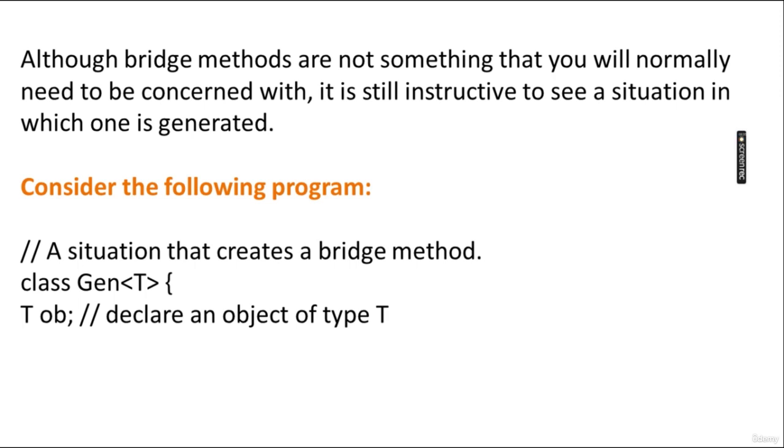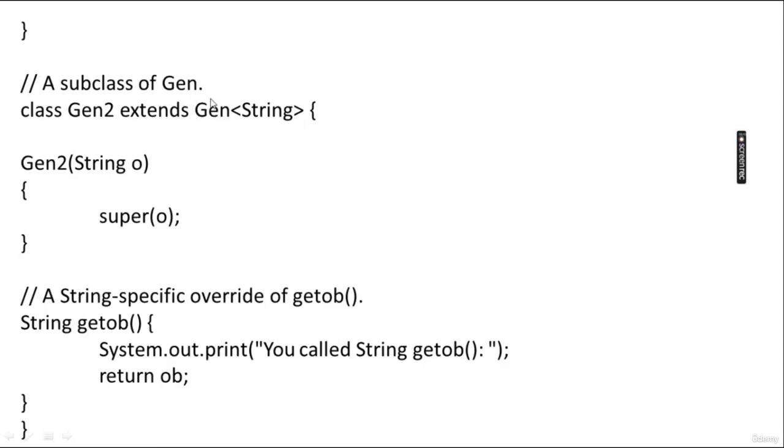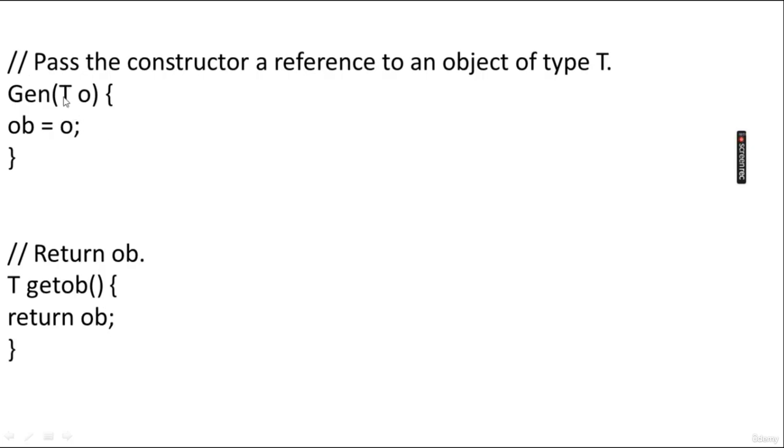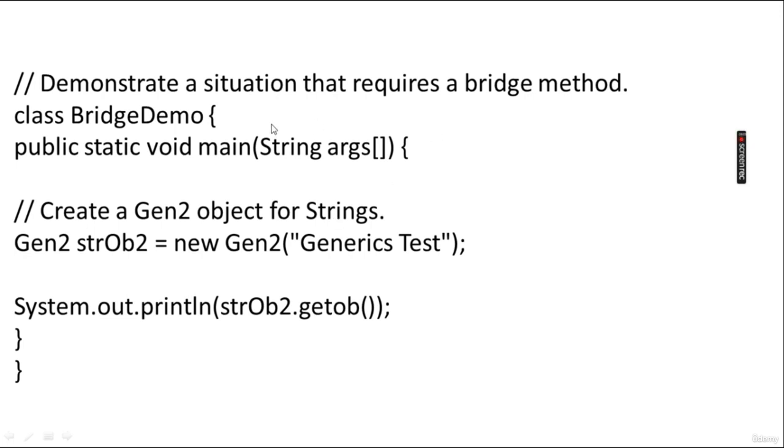Class Gen<T>. Then pass the constructor a reference to an object of type T. Gen<T> ob = o; return ob. Class Gen2 is a subclass of Gen, extending Gen<String>. O is passed here as a parameter. Here T is passed because T is of type Object. Here a String object is created and passed as a parameter to the constructor. String getObject will return the object; we call String getObject. We will see the situation that requires a bridge method.